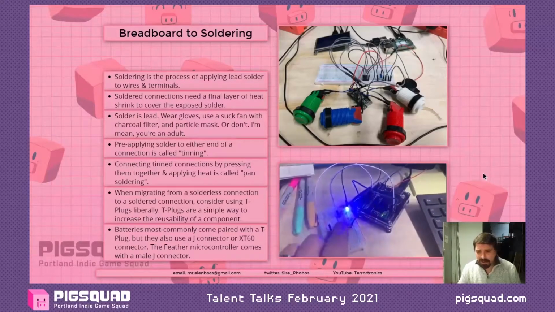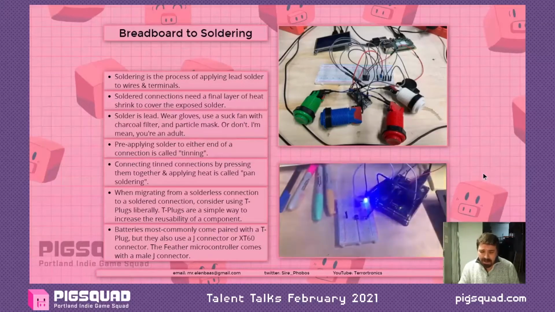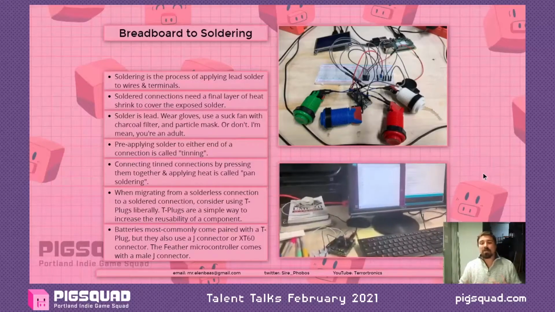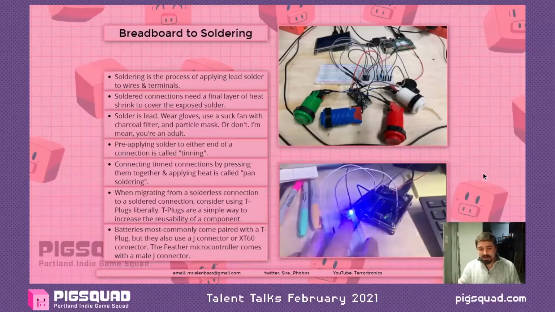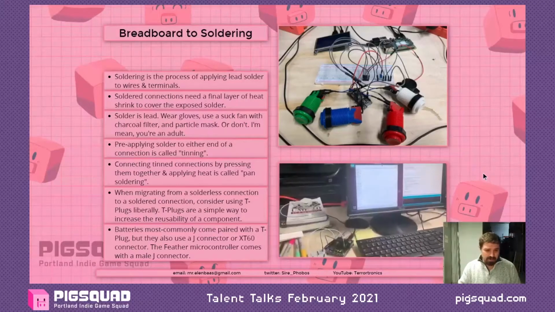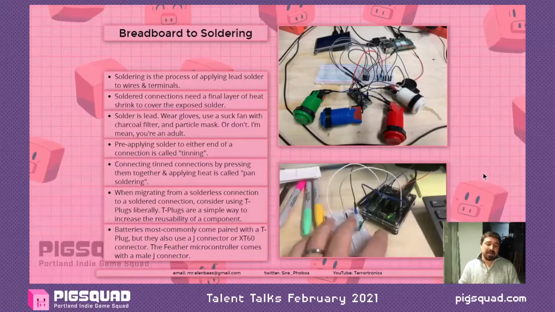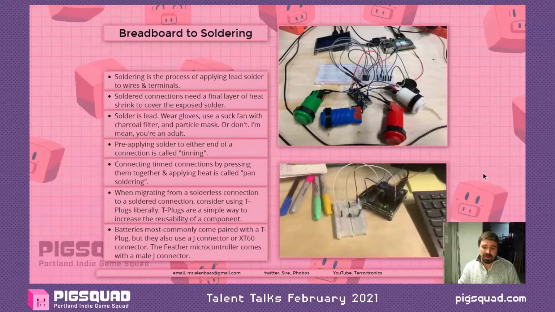There's some bit about plugs in here. We'll see some T-plugs when we go over to the batteries. They're really common with batteries, and they're a cheap, easy way to make your components more reusable as you solder them together and make them more permanent. There are some alternatives to T-plugs. The XT60 and the J connectors are both very common.